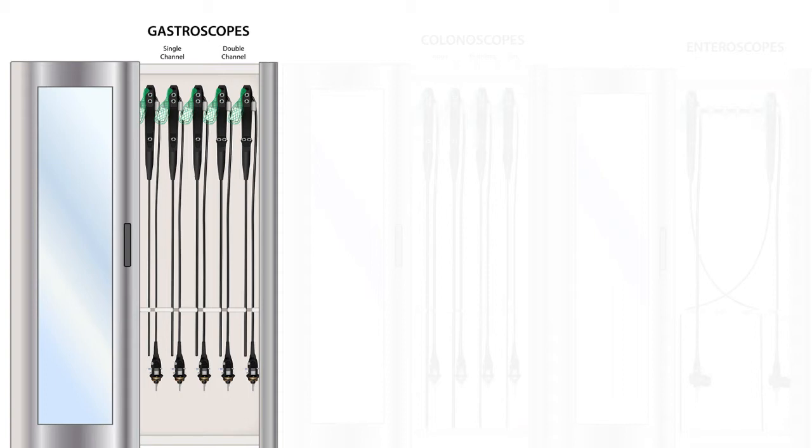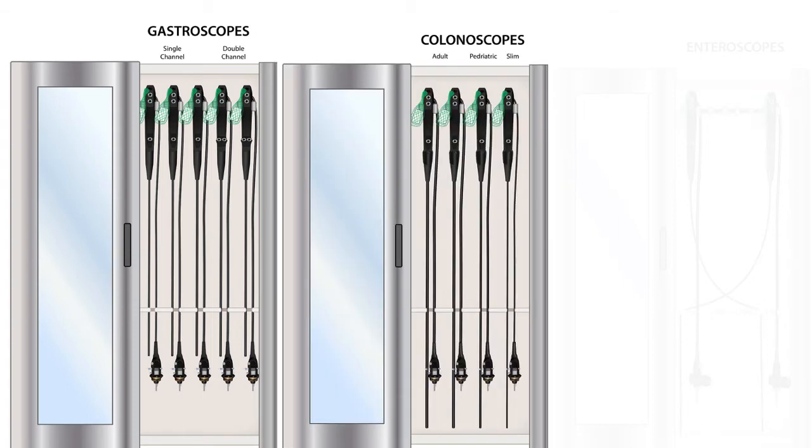They can be single channel or double channel. And just have a look. And then we will look at the cabinet for colonoscopes. As you can see, the colonoscopes are much longer and a little bit thicker than the gastroscopes.